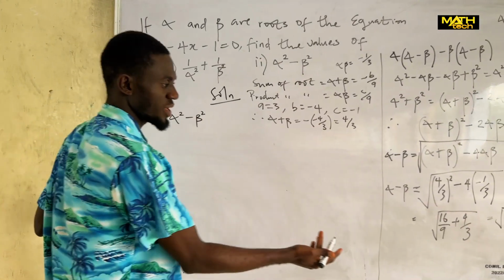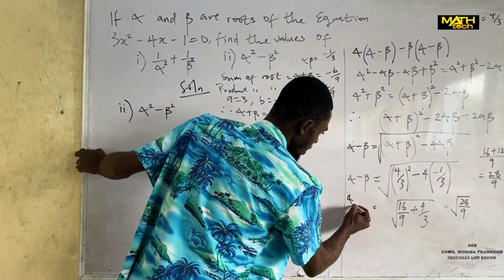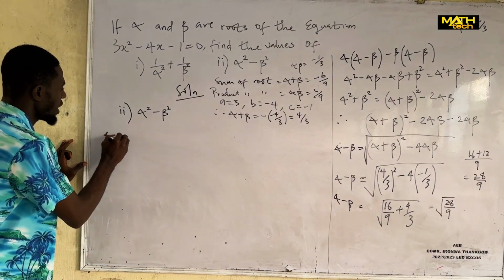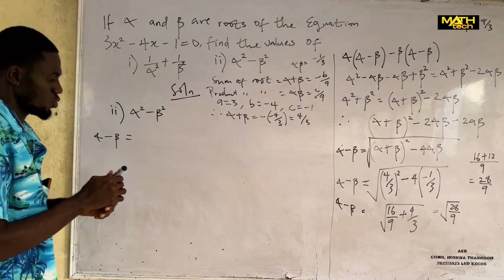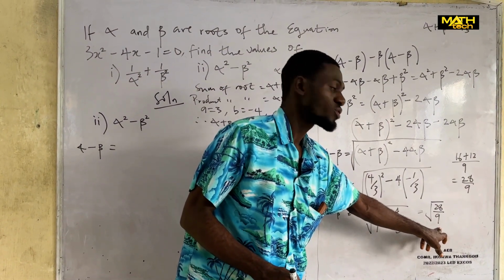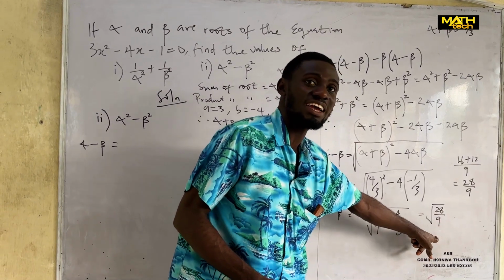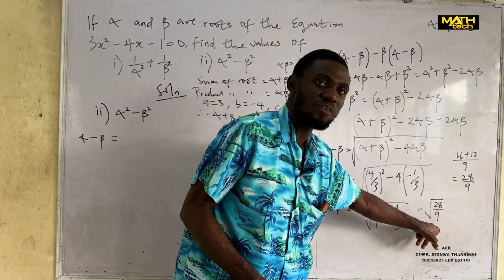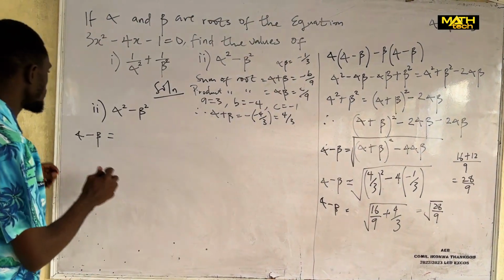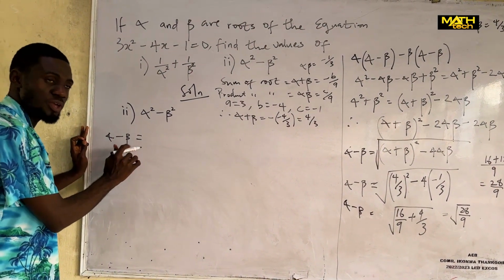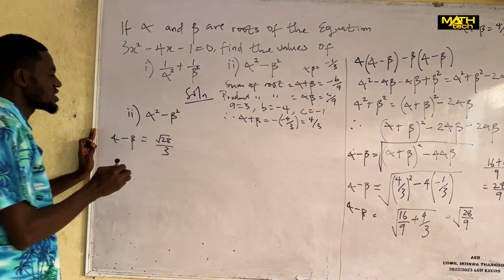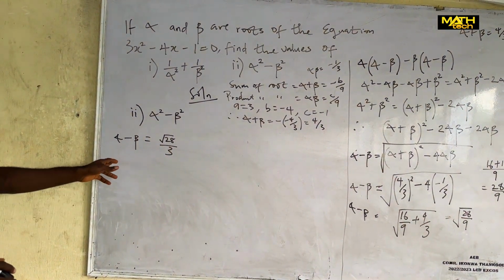So the value of alpha minus beta is coming from here. So alpha minus beta will be equal to the square root of 28 all over 9. Don't forget that 9 is a perfect square. So the square root of 9 will give us 3. Therefore alpha minus beta will give us the square root of 28 all over 3. So this is the value of alpha minus beta.